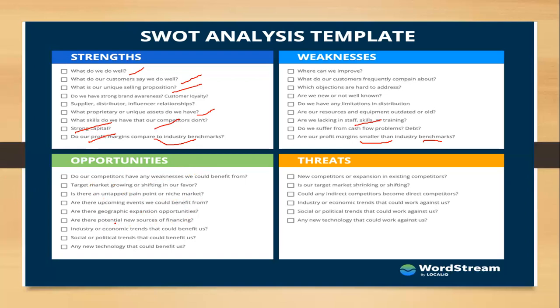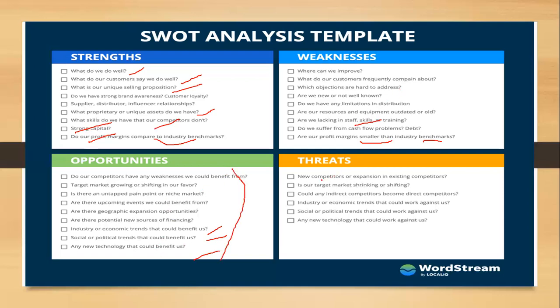Geographically, if we want to expand our organization, make a number of branches, are there potential new sources of financing, industry or economic trends that could benefit us, social or political trends that could benefit us, and any new technology through which we can get the benefit. So these are all the opportunities that we can avail.